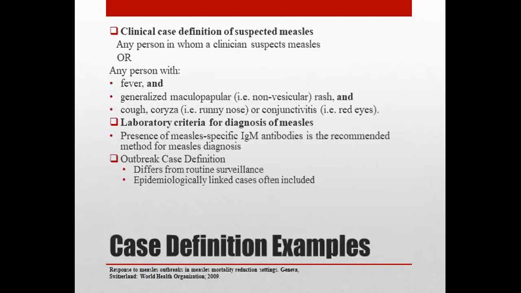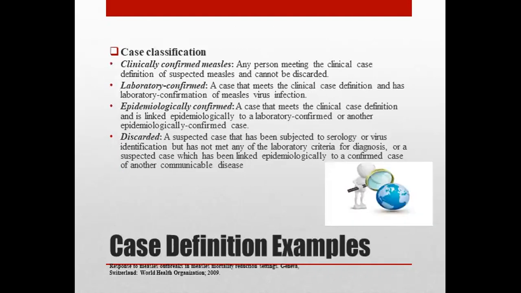For example, if we see the case definition of suspected measles, it should include any person in whom a clinician suspects measles, with fever, generalized maculopapular rash, cough, runny nose, and conjunctivitis, red eyes. And laboratory diagnosis of measles includes the presence of measles-specific IgM antibodies. An outbreak case definition differs from the routine surveillance definition, where epidemiological link cases are often included.